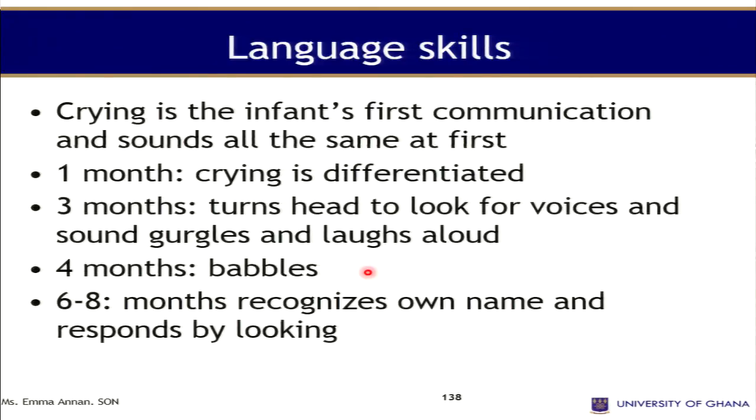So when they hear a voice in the room, they will turn their head in the direction of the voice, and sounds, gurgles, and laughs are loud. So they gurgle and you hear them laughing aloud. At 4 months, the babbling begins. At 6 to 8 months, they recognize their own name and respond by looking.